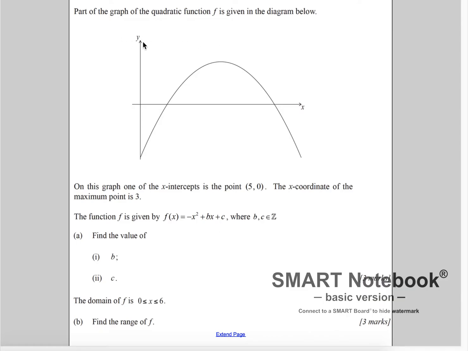Different questions that IB likes to ask for quadratics. So we've got this quadratic function here. They've given us the graph. They give us some information about it, with an x-intercept and a maximum point with the x-coordinate. They give us the function, and they ask us to start solving, right? Find the value of b.